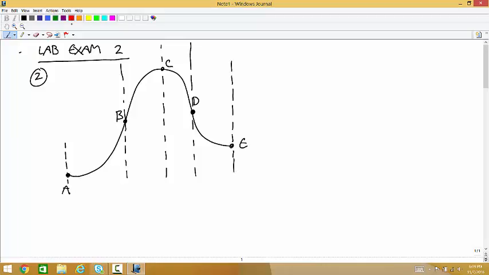Let's first go through the velocities. The velocities of the different regions all come from just the tangent to these curves, thinking about whether the slopes are positive or negative. These are all positive slopes all the way up until C. So we have a positive velocity from A all the way to C, and then a negative velocity on the other side.